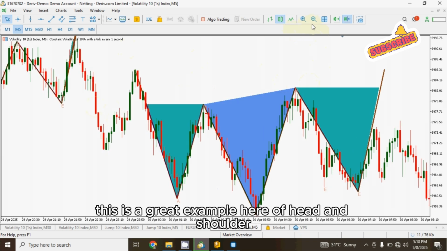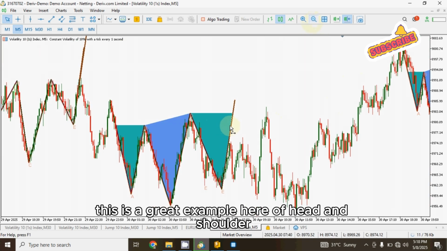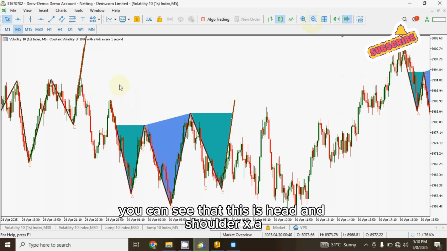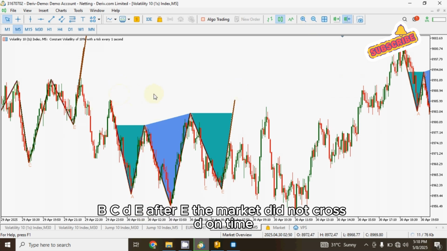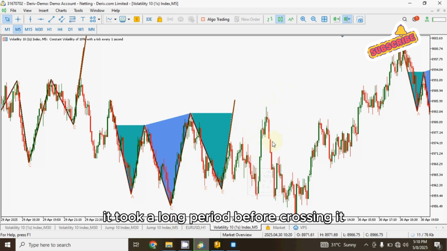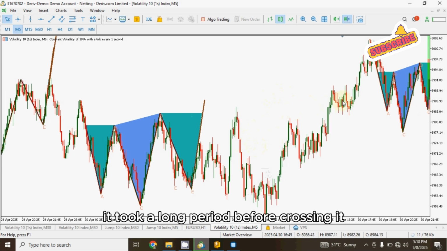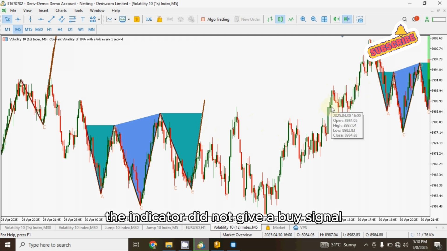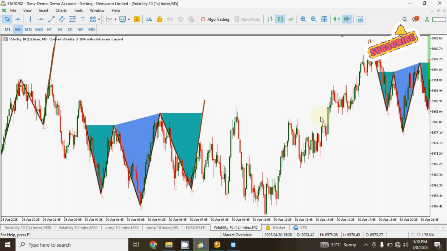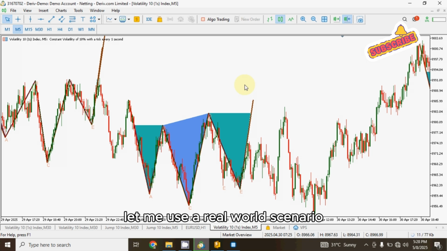Okay, this is a great example here of a head and shoulder that wants to change to an uptrend. You can see that this is head and shoulder X, A, B, C, D, E. After E, the market did not cross D on time. It took a long period before crossing it, and you can see that the indicator did not give a buy signal. The reason is that, let me use a real world scenario.